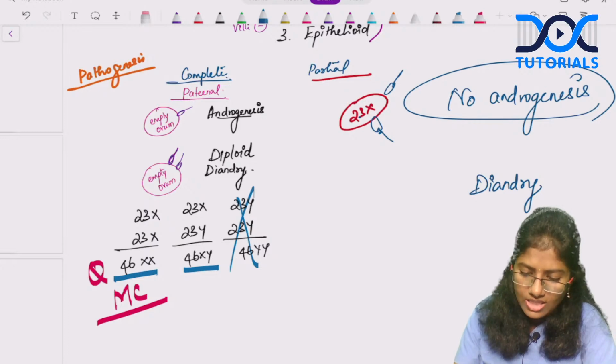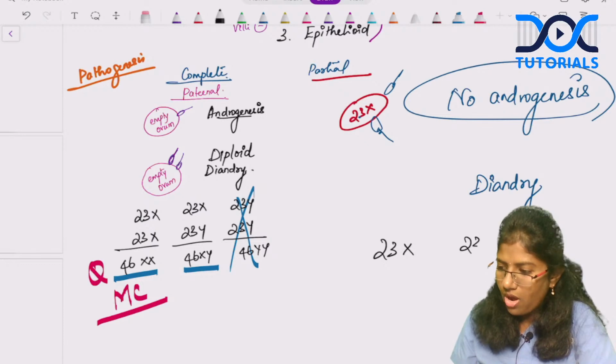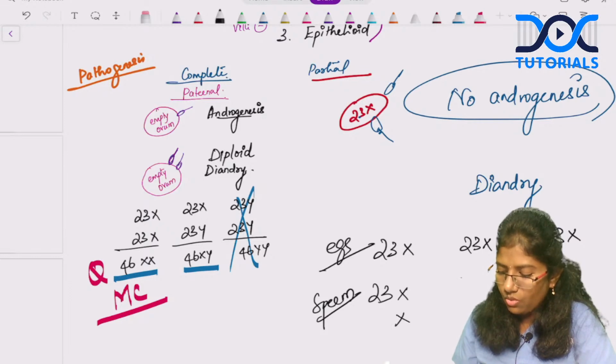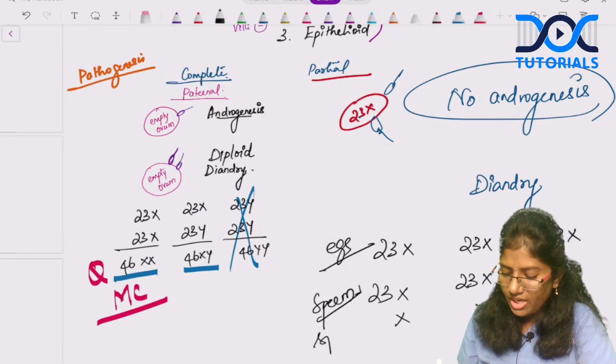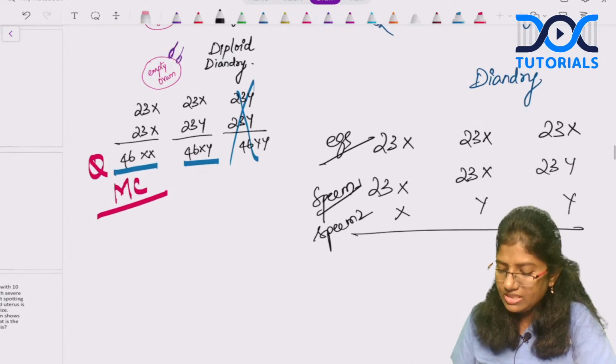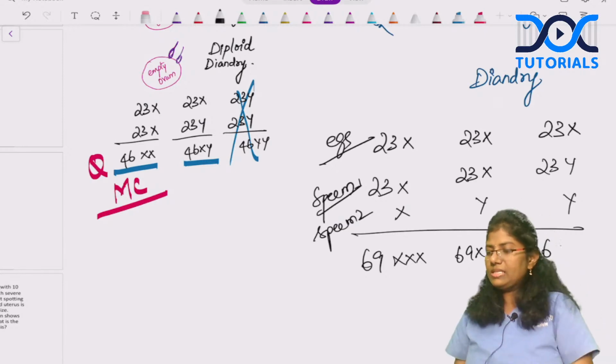What are the different possible combinations here? From the egg we get 23X, and from the sperms we can get 23XX, 23XY or 23YY. So ultimately it will be 69: 69XXX, 69XXY or 69XYY. All these three are possible.